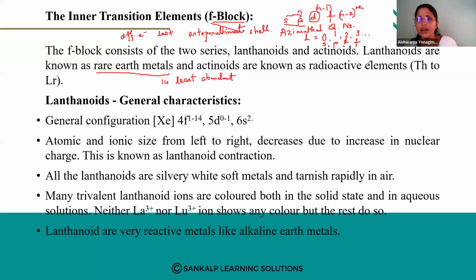Then actinides, they are known as radioactive elements. Adu yav elements? From thorium to lawrencium. Actinides start from thorium up to lawrencium. They are called radioactive elements. That is an important phenomenon actually.